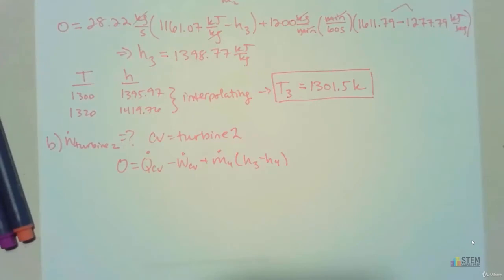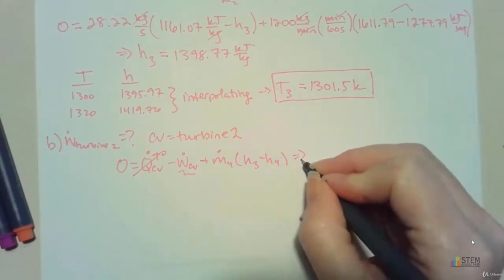Alright, so now we got that. Can we simplify anything there? Yep. That goes to 0. Now, this is what we're looking for, right? This is the power output for that turbine. So if we can plug in our numbers for all of this, we have the power output.